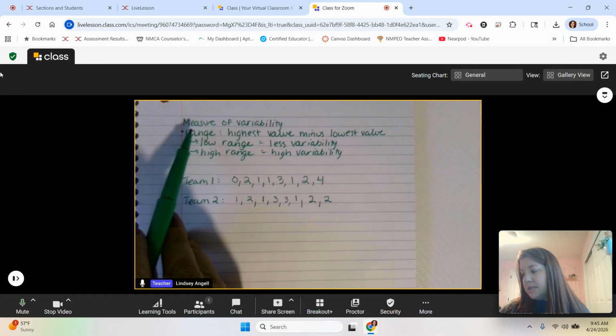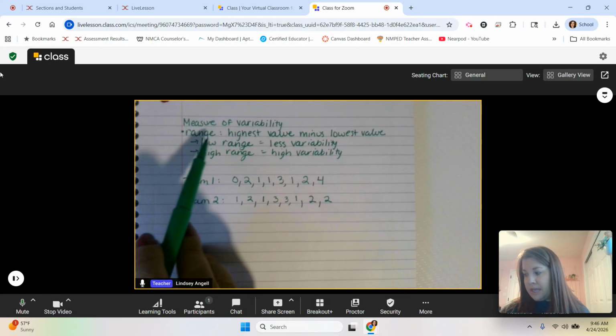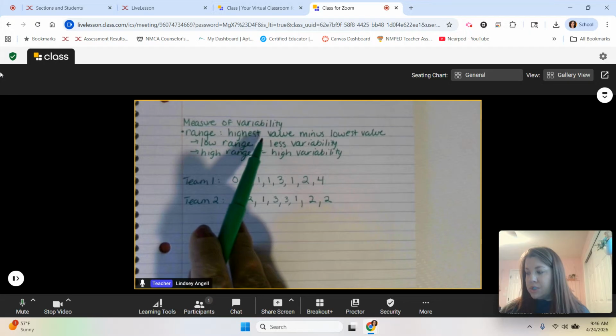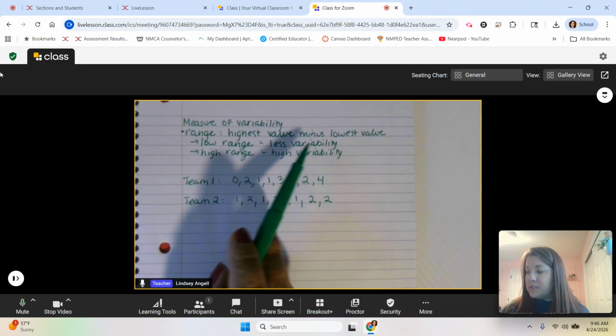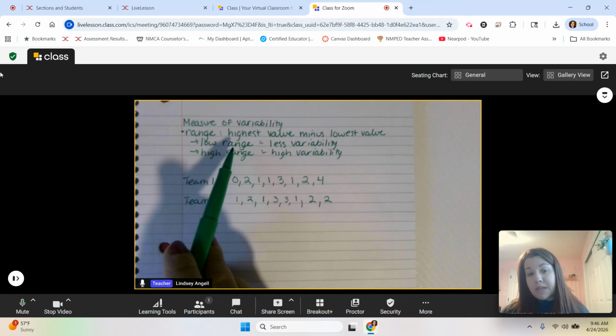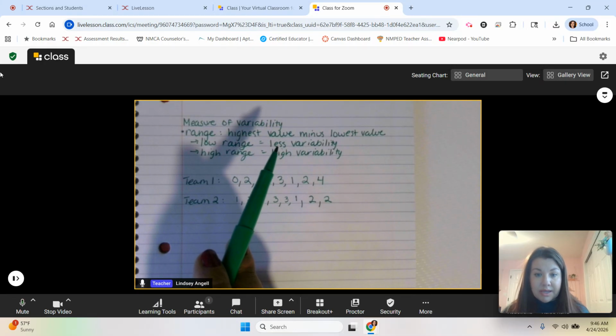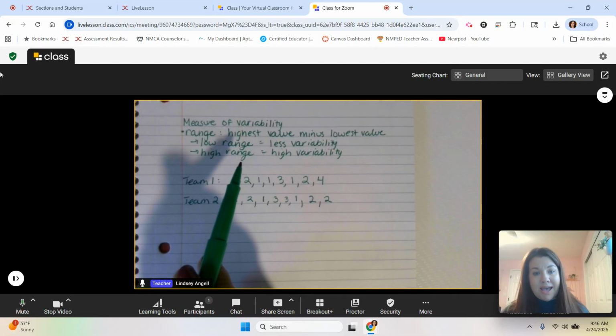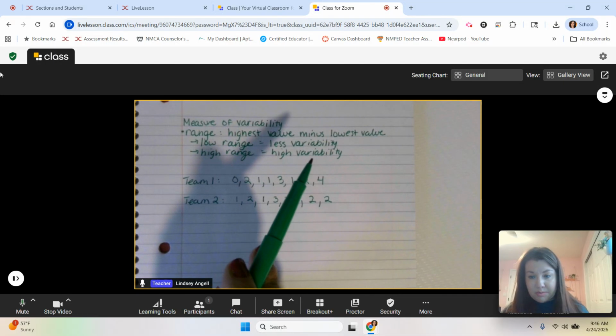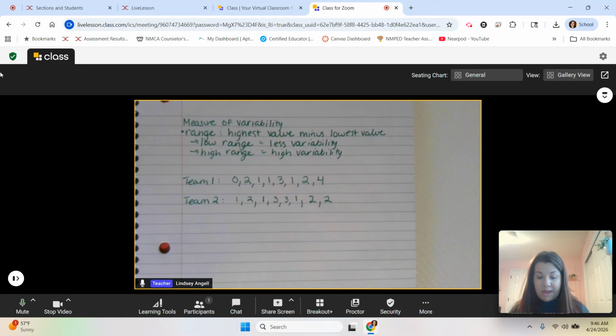So we just talked a little bit about this measure of variability, which is the range. And again, that's the highest value minus the lowest value. If there's a really low range, that means there's less variability. Okay, so it might be a more reliable data set. If there's a high range, then it's high variability. And so it might not be as reliable a data set just because the numbers might not be as consistent.